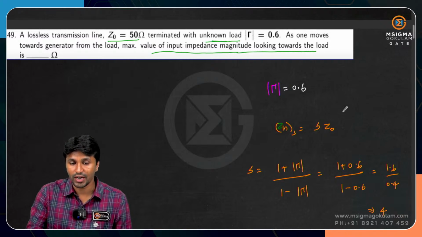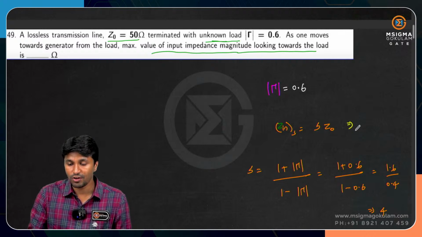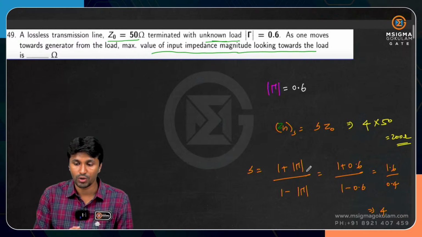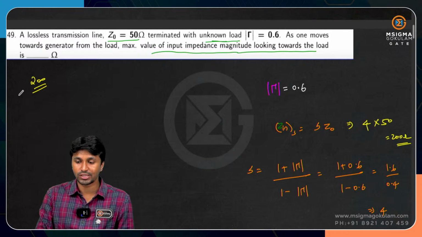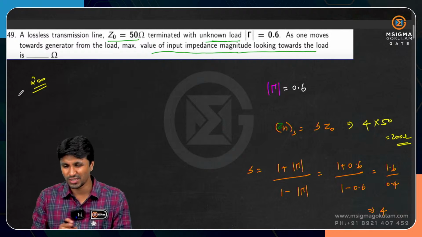So therefore you can clearly see that the value of S is 4 and the value of Z0 is 50, so this is nothing but 200 ohms. The answer to this question is 200 ohms. So this is fairly simple.